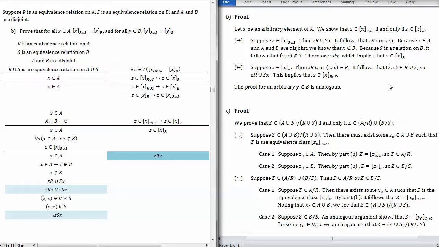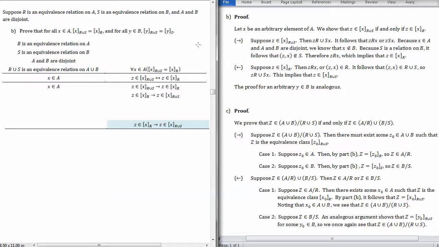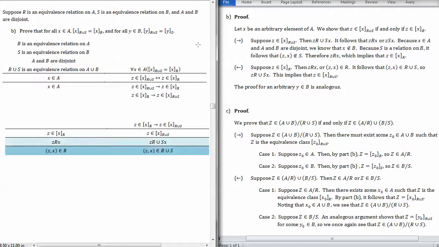All right, now for the backwards direction. It's going to be, I think, a little easier. This time we can get rid of the equivalence class notation, and then we can put that in ordered pair notation. And that does it, right? Because if zx is in R, then zx is also in R union S. So that's the easy direction.